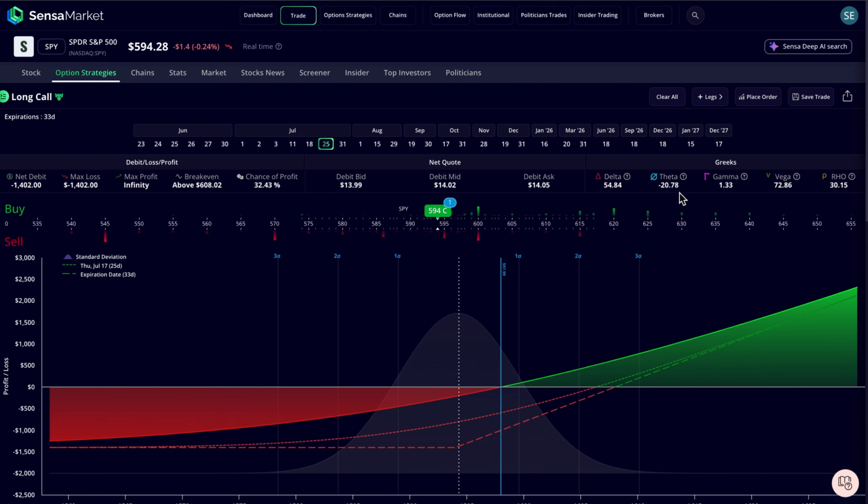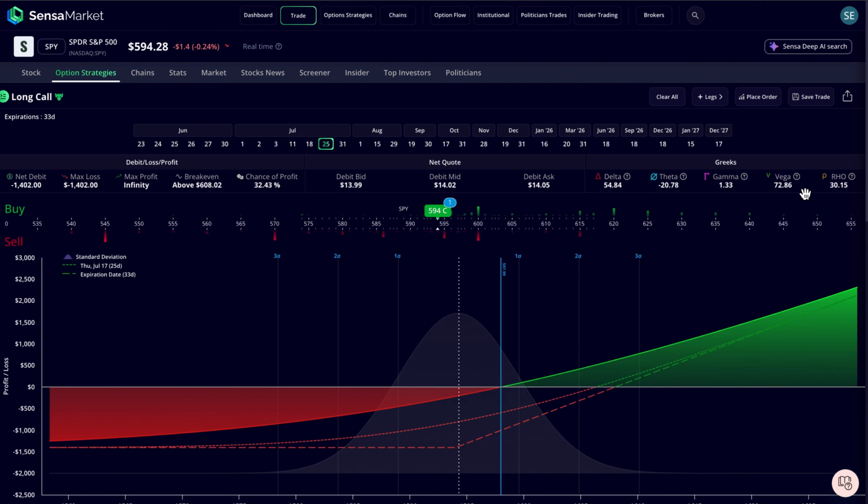Theta represents time decay, how much value your option loses just from time passing. Here, theta is minus 20.78, which means you lose about $20.78 per day, all else being equal. Gamma measures how quickly delta changes as the market changes. A high gamma means your delta gets more powerful fast.